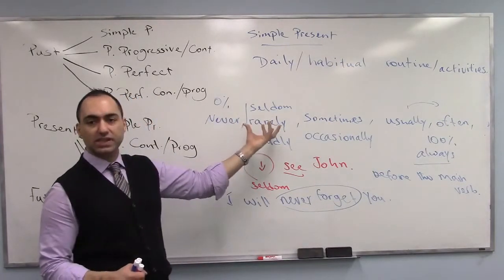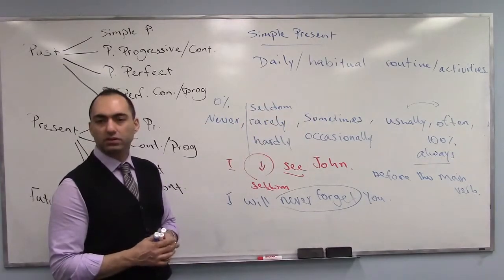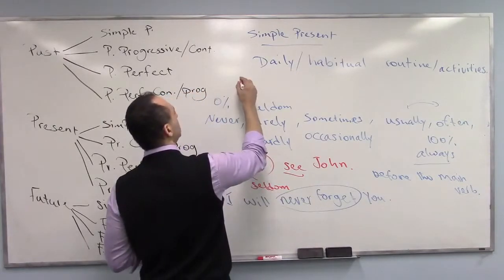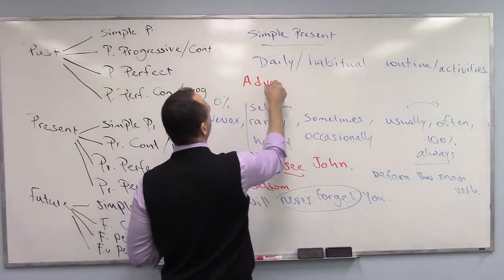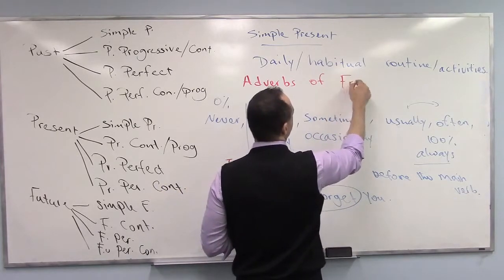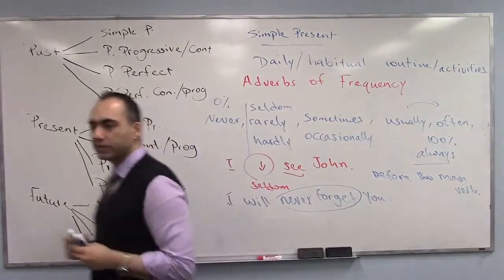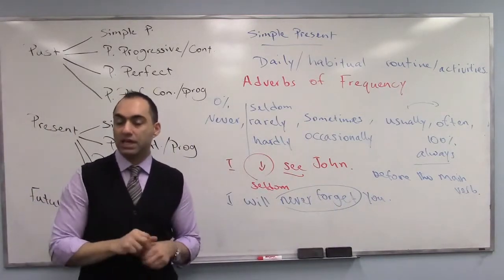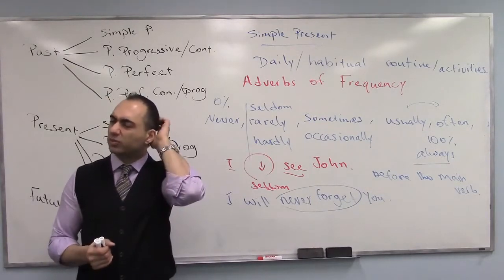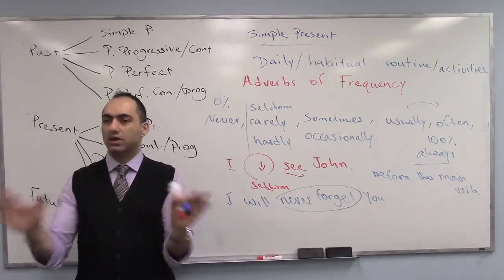So if you want to know where these things go, what do we call these things? Never, seldom, sometimes, usually, often, always. What do we call them? They're adverbs of frequency. Adverbs of frequency. So adverbs of frequency in grammar, we always say before the main verb. But you don't need to memorize that. As long as you learn the right sentences, that's right.